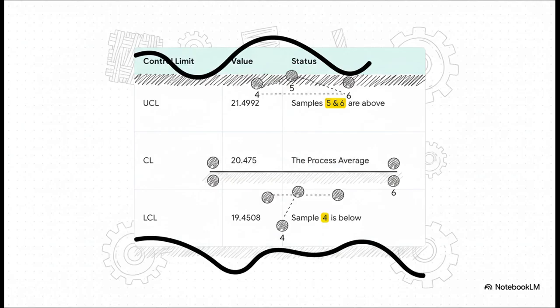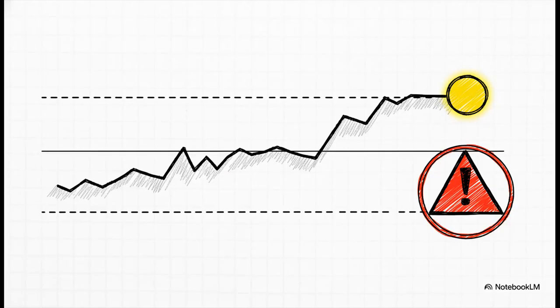Next, you use some standard formulas to calculate your upper and lower control limits. Think of these as the guardrails for your process. And when we plot our 8 little dots against these guardrails, well, we see a problem right away. Sample 4 is below the lower limit, and samples 5 and 6 are flying way above the upper limit. This isn't a guess or a maybe. This is a loud, clear, statistical alarm bell going off. The process is officially out of control.